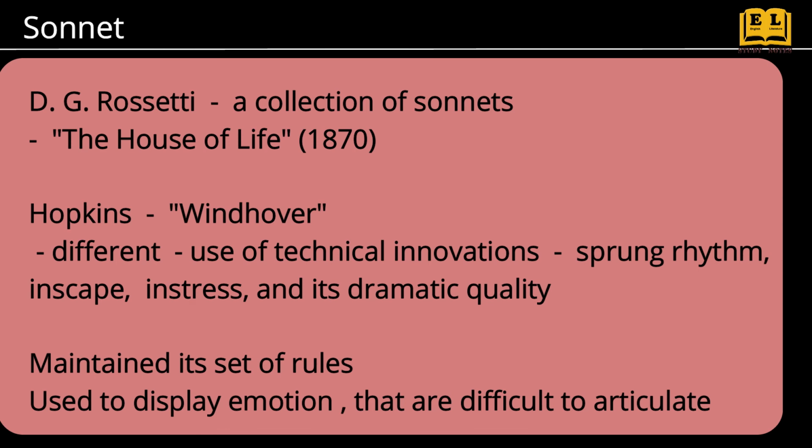D.G. Rossetti's central work is a collection of sonnets called The House of Life. Hopkins' sonnet, Windhover, is thoroughly different because of the use of technical innovations like sprung rhythm, inscape, instress, and its dramatic quality. Sonnet is very formal. It maintained its set of rules throughout its history and is used to display emotions that are difficult to articulate.